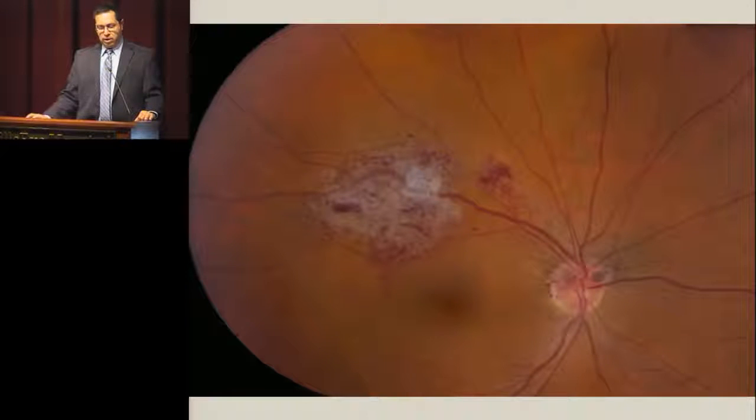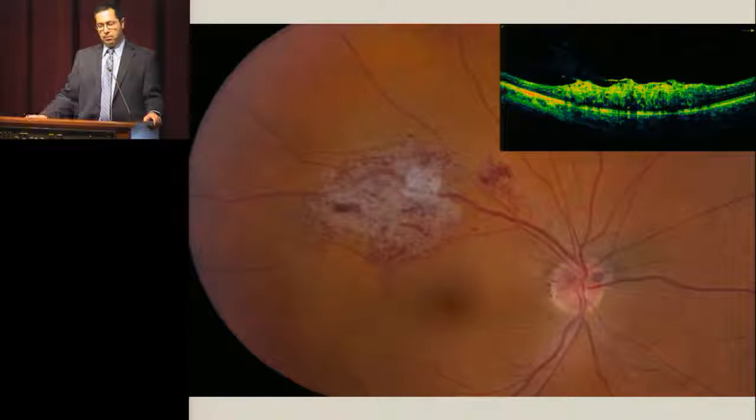So going back to this lesion, you can see this cluster of grape appearance. You can see the surface gliosis. There is no retinal detachment, no lipid exudation. And you can see that it's retinal, and you can see the membrane on the OCT.